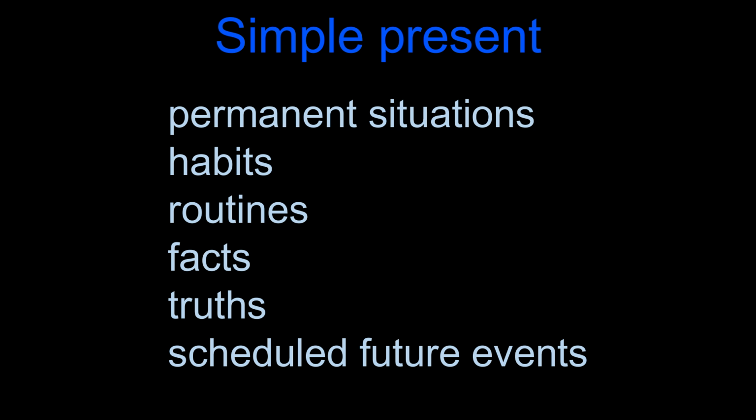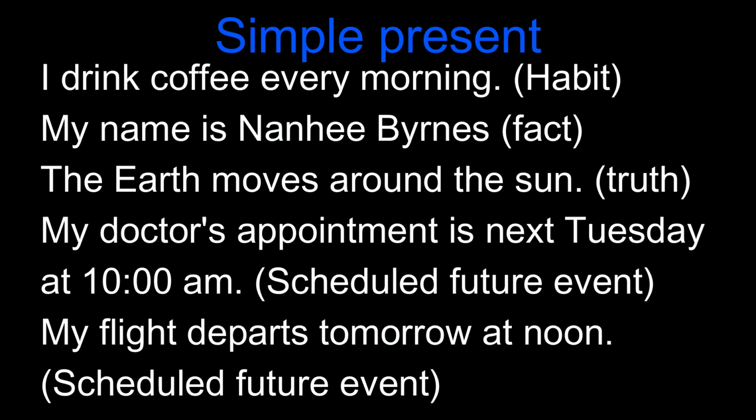Simple present. Simple present describes permanent situations, habits, routines, facts, and truths. It's also used for scheduled future events. These are examples that require the simple present. I drink coffee every morning. Habit. My name is Nani Burns. Fact. The earth moves around the sun. Truth. My doctor's appointment is next Tuesday at 10 a.m. Scheduled future event. My flight departs tomorrow at noon. Scheduled future event.